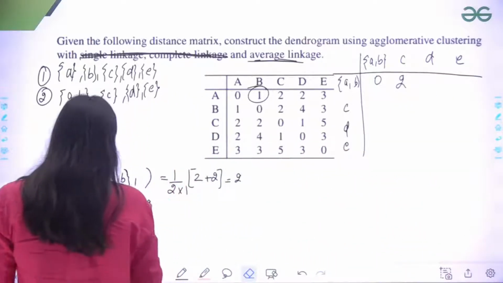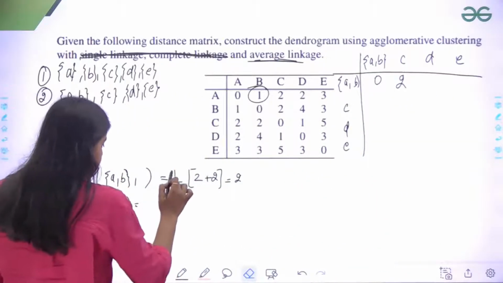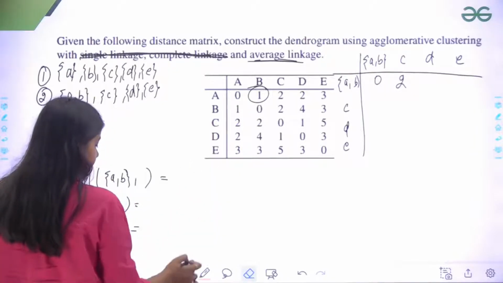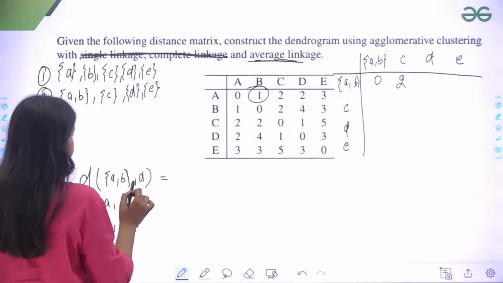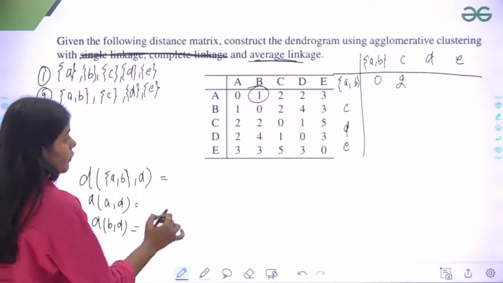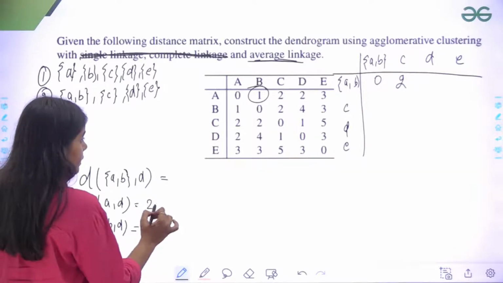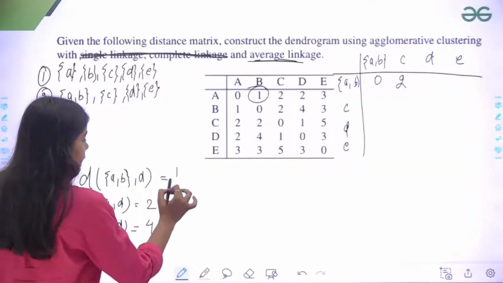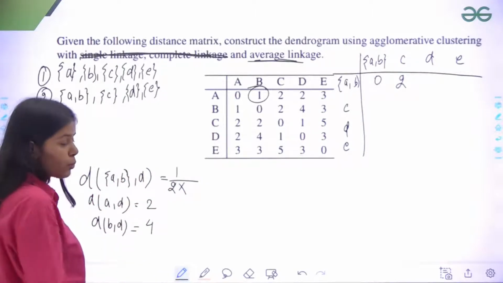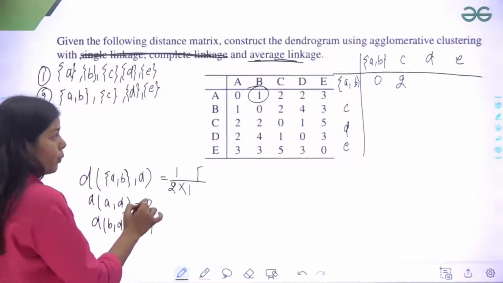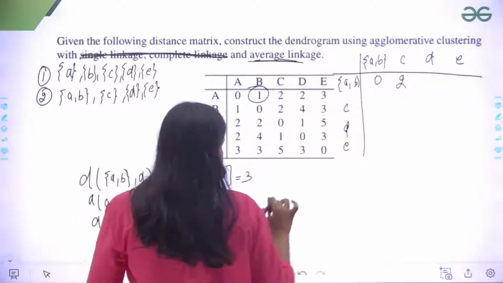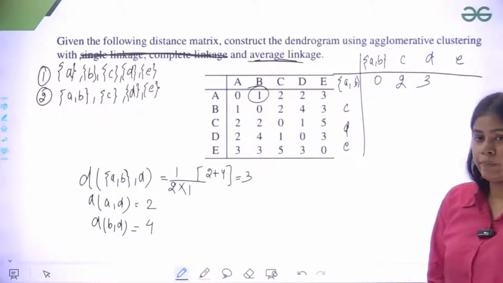Try to find it by yourself: the distance of AB with D. For that, I'll find the distance of A with D and B with D. The distance of A with D is 2 and the distance of B with D is 4. Again, the number of elements in the first cluster is 2, in the second cluster is 1, and the sum of both distances is 2 plus 4, that is 6. So that would give me the distance 3. So this distance would be 3, right?